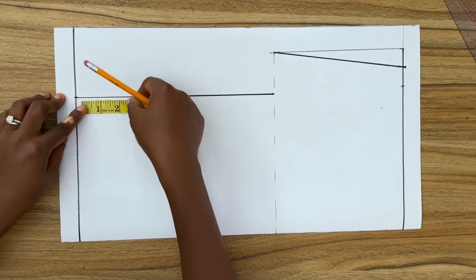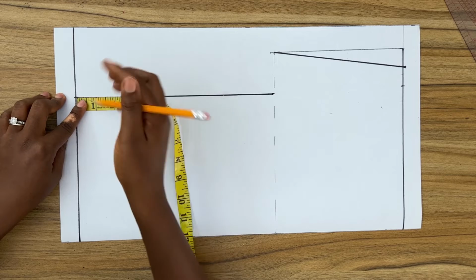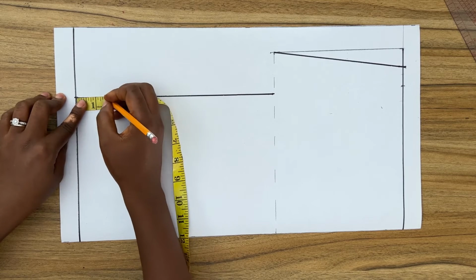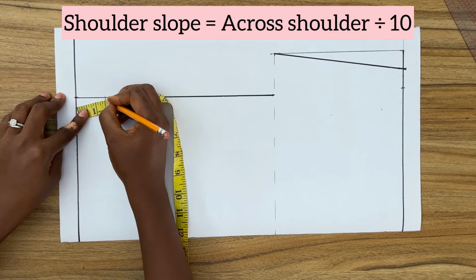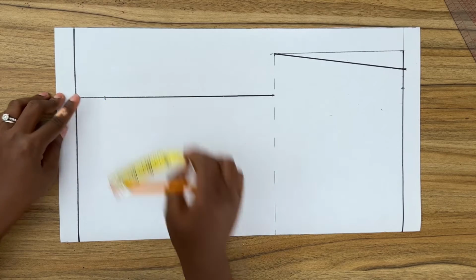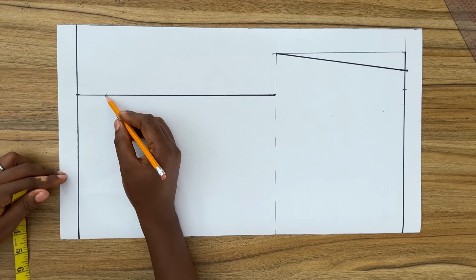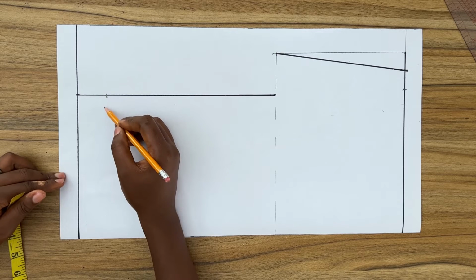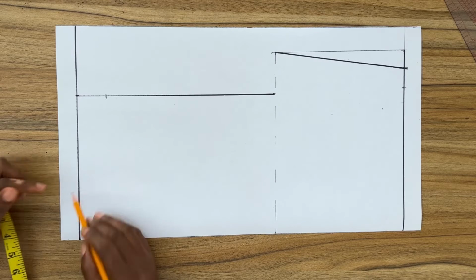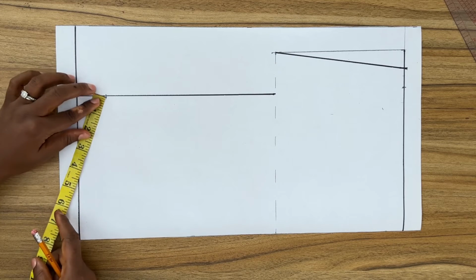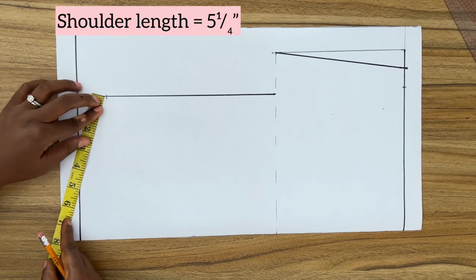To get my shoulder slope, I usually just divide the shoulder into 10. So I'm going to use 1.5 for now. Okay. From this point, I'm going to mark my shoulder length measurement until it touches the top line. So my shoulder length is 5 1/4. This is it.